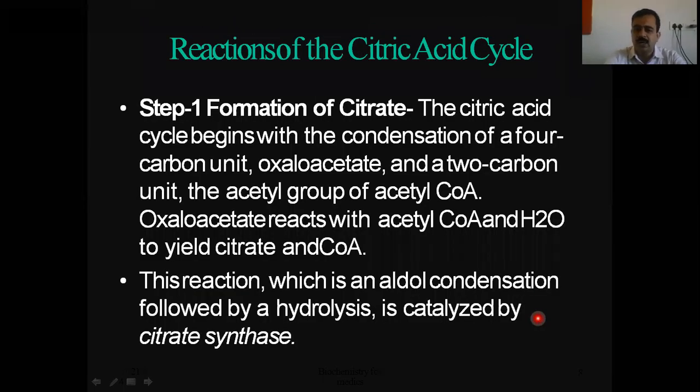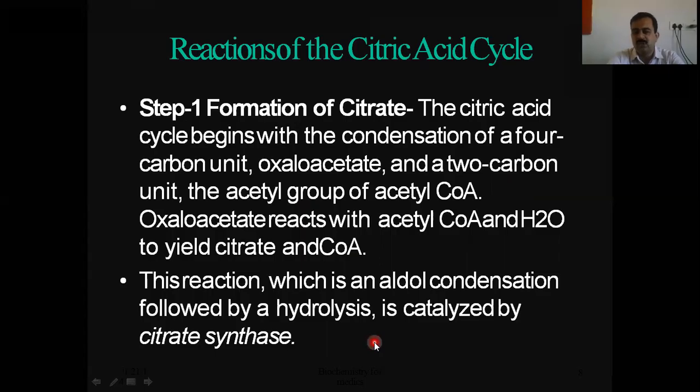Now let us start the reactions. The first reaction is formation of citrate. The citric acid cycle begins with condensation of the 4-carbon unit oxaloacetate and the 2-carbon unit acetyl coenzyme A. Oxaloacetate reacts with acetyl coenzyme A and H2O to yield citrate and coenzyme A. This reaction, which is an aldol condensation followed by hydrolysis, is catalyzed by citrate synthase.